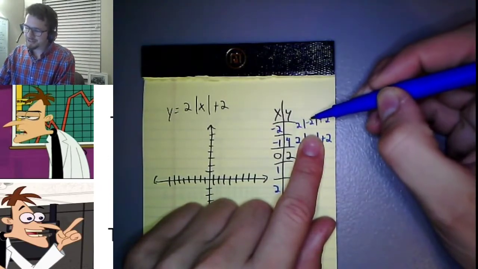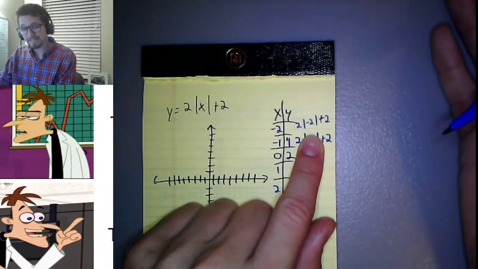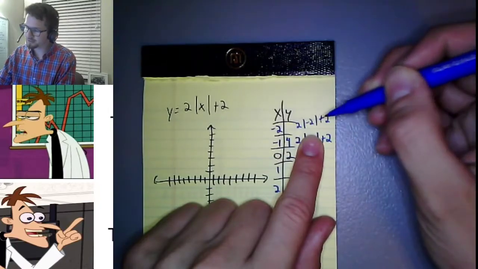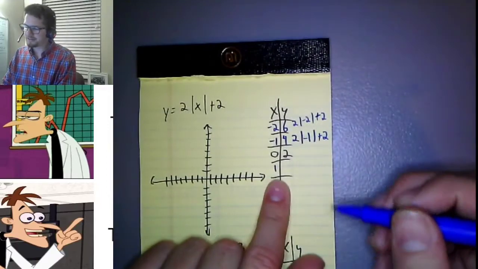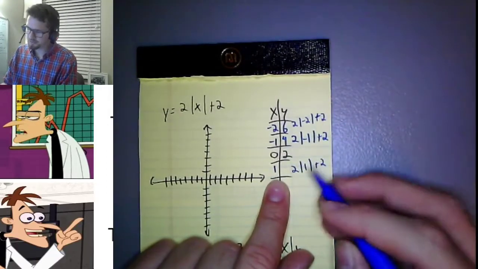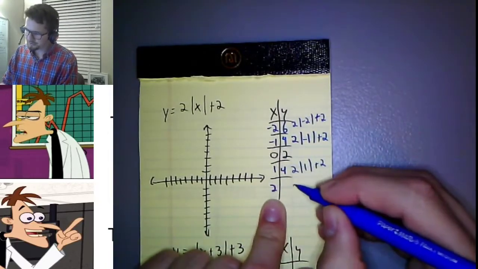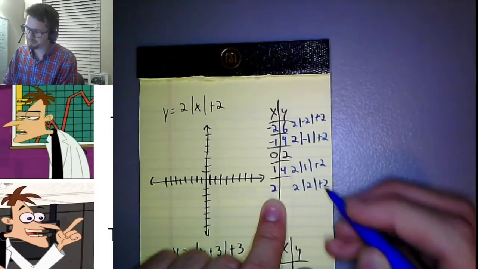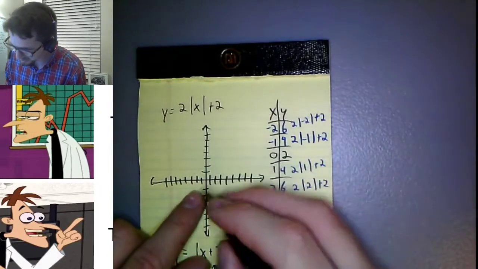2 times the absolute value of negative 2 plus 2. What's the absolute value of negative 2? Positive 2. So what's 2 times positive 2? 4. What's 4 plus 2? 6. Now down here, 2 times the absolute value of 1 plus 2. 2 times 1 is 2, plus 2 is 4. 2 times the absolute value of 2 plus 2. What's 2 times 2? 4. 4 plus 2, 6. So I graph these 5 points.